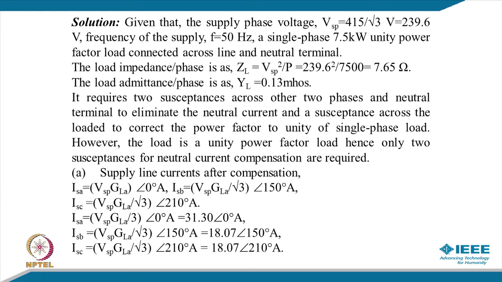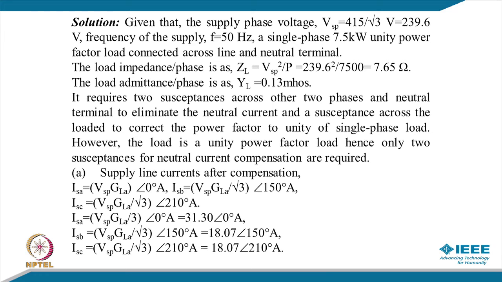It requires two susceptances across the other two phases and neutral terminal to eliminate the neutral current, and a susceptance across the load to correct the power factor to unity for a single phase load. However, the load is a unity power factor load, hence only two susceptances for neutral current compensation are required. So, the supply line currents after the compensation are, for A phase, Vs GL at the angle 0, and ISB is Vs GL upon root 3 at 150 degree, and ISC is Vs GL upon root 3.